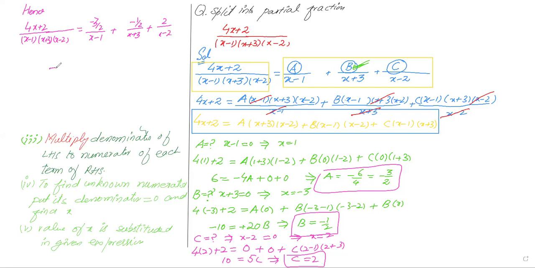We have to write in a very civilized manner. So I will write minus 3 over 2 times x minus 1, that's the first fraction, minus 1 over 2 times x plus 3, and the last fraction will be 2 over x minus 2. So that's the way to split a given fraction into two or more fractions.